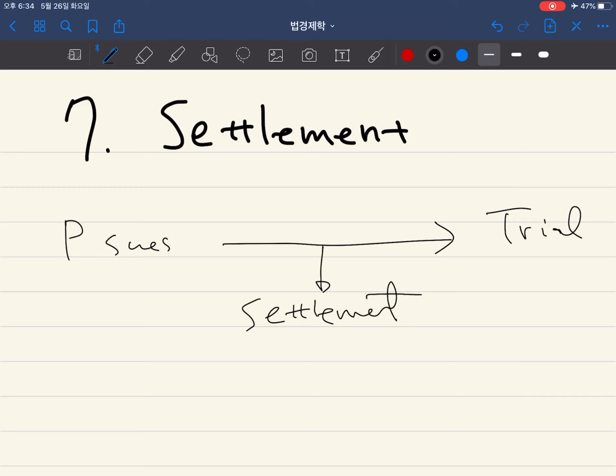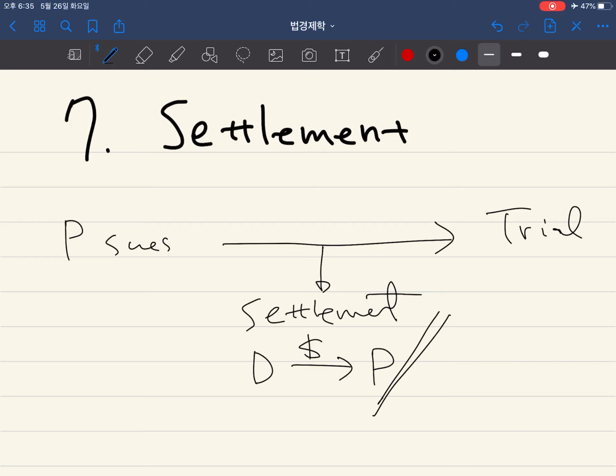So in this step, defendant is going to offer some money to plaintiff, and if plaintiff accepts this money, then they don't go to trial. So here at the settlement stage, defendant is going to offer some money to plaintiff. If plaintiff accepts this money, then the game is over here, and they don't go to trial.